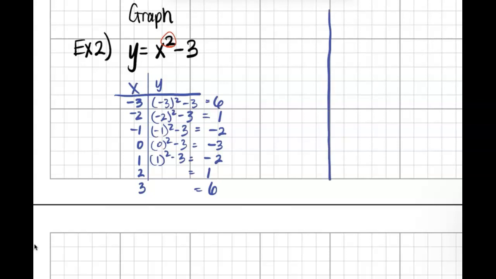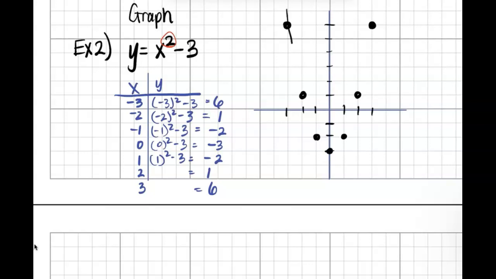So then if I plot those on the xy axis, we've got -1, 2, 3 is at positive 1, 2, 3, 4, 5, 6. And then positive 3 will also be at 6 if we want to put in that point. -2 is at 1, and so is positive 2. -1 is at -2, but so is positive 1. And 0 is at -3.